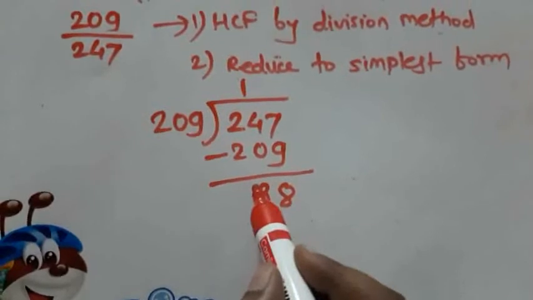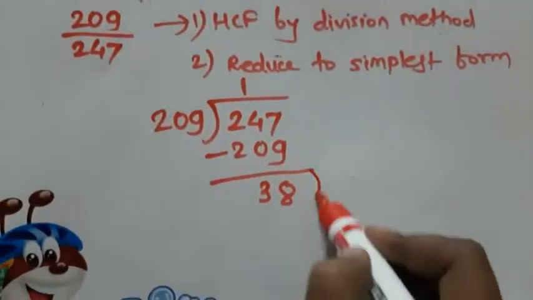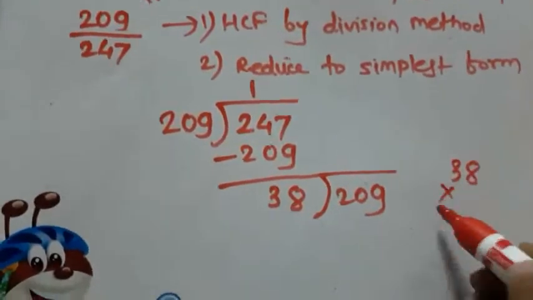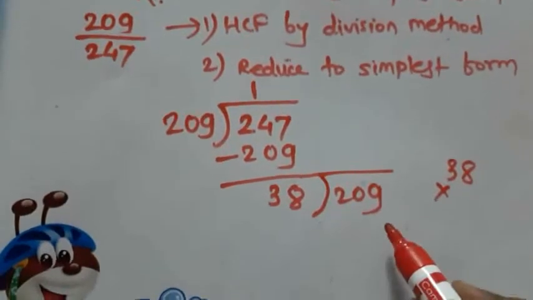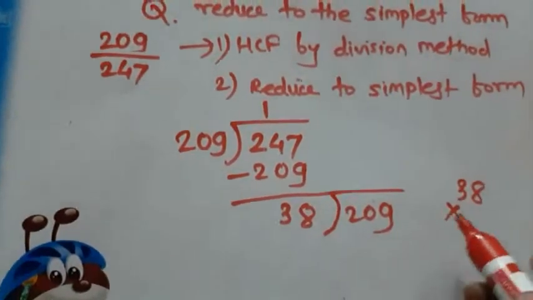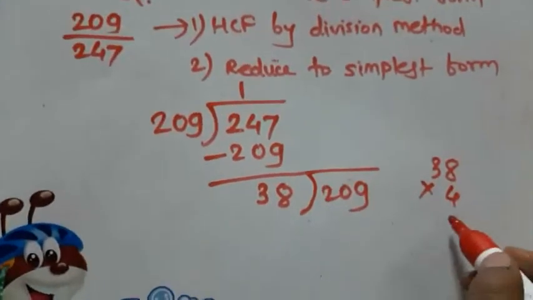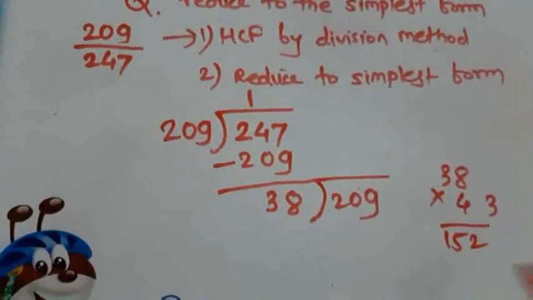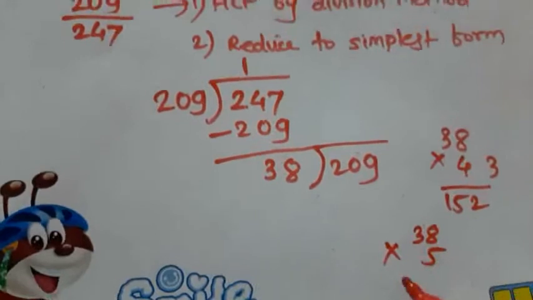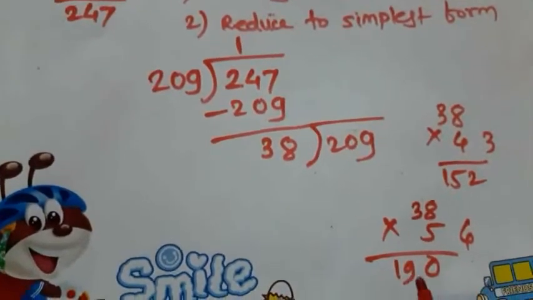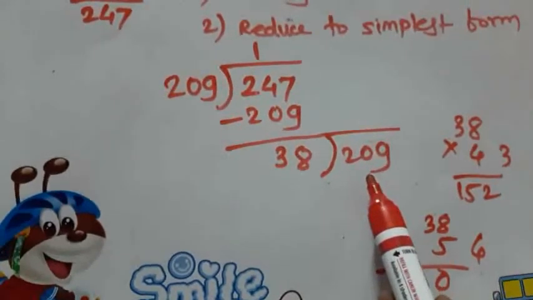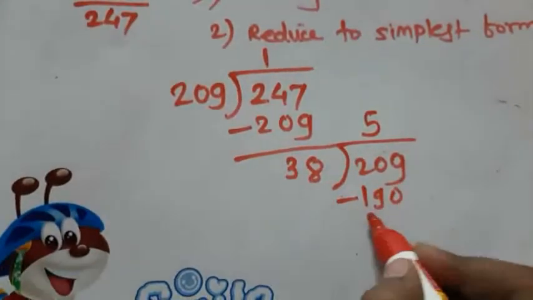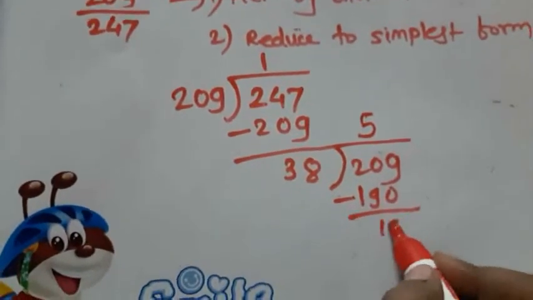So it will become the divisor and the dividend will be this. So 209 divided by 38. Count 38's table. 38 fours or 5 times we can check. We will check for 4 times. 38 fours are 152. Again we will check for 5 times. 38 fives are 190. So it is closer to this number, so we will take 5 times, minus 190. Subtraction will be 19.